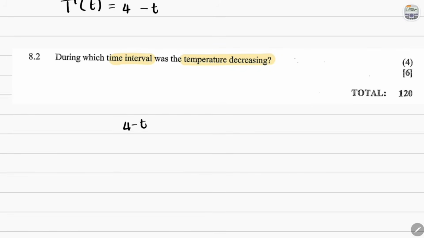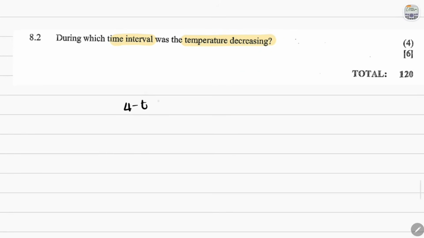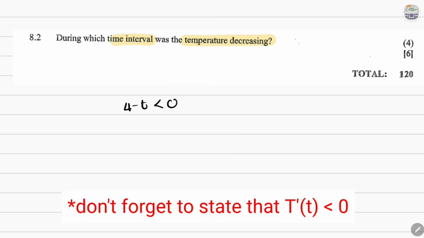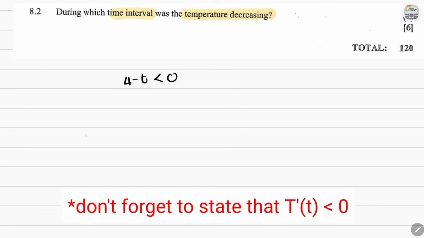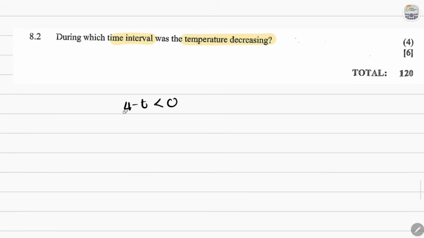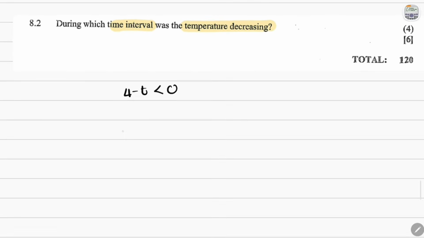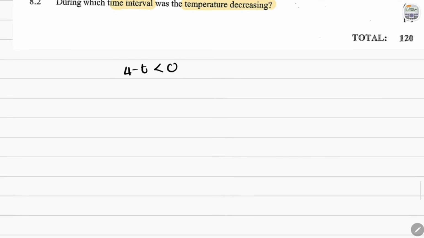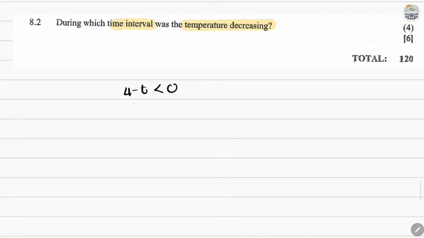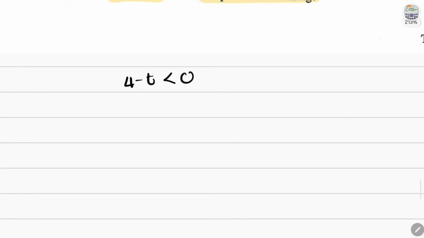So where the gradient is negative, this needs to be a value that is less than 0, and we just need to solve for this inequality. Remember, at the point where the gradient, or the change in temperature, is equal to 0, that's when the change happens. It moves from decreasing to increasing or increasing to decreasing. So it is decreasing when it's less than 0, and we can solve for this inequality. It's a linear inequality, so very simple to solve.